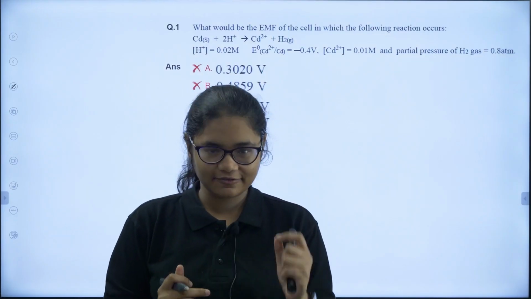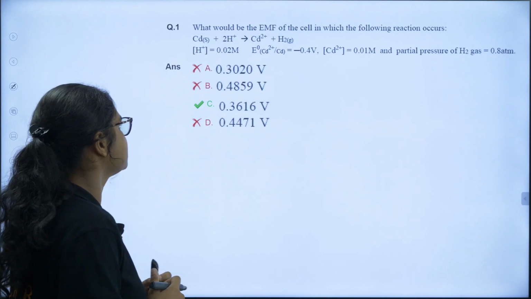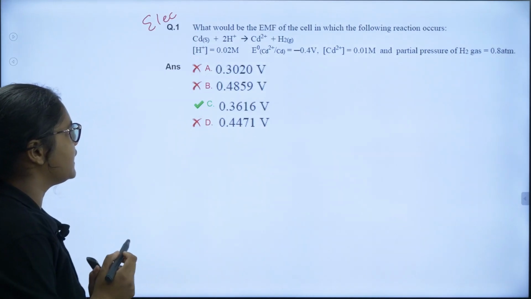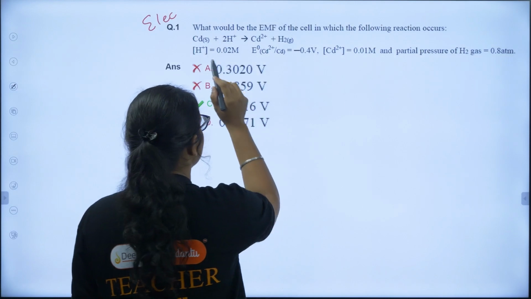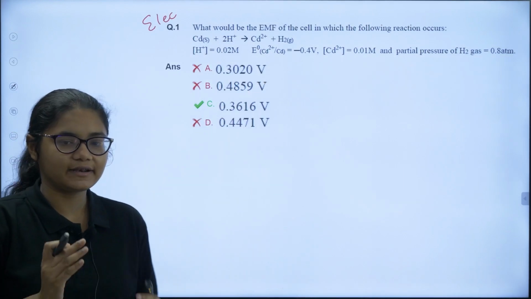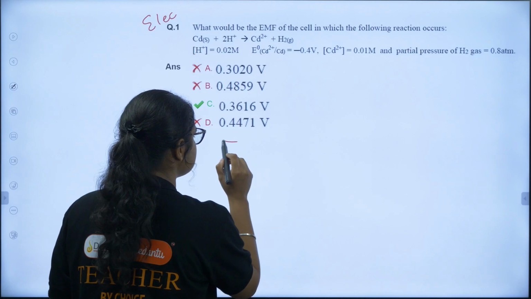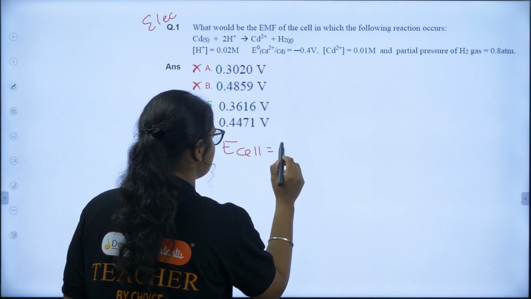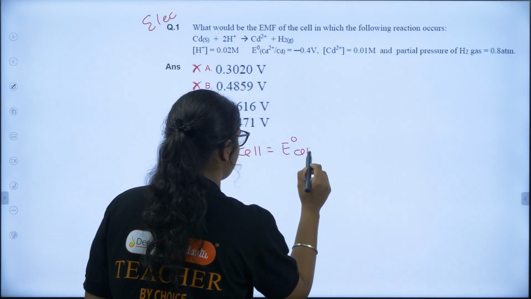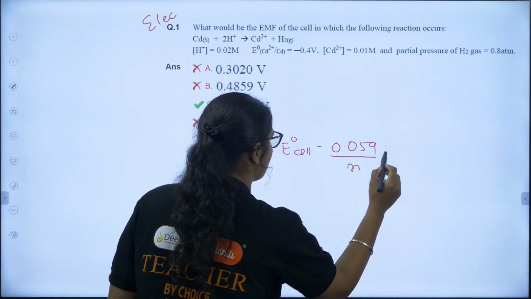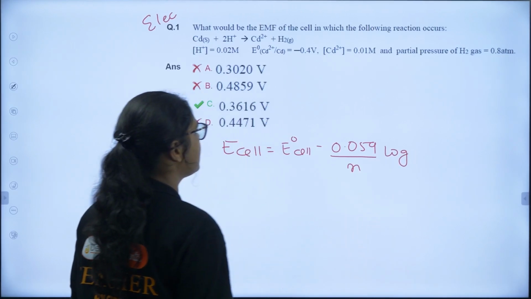So let us start with the first question. Let us see the first question here. The first question was from your electrochemistry chapter. What would be the EMF of the cell in which the following reaction occurs? This is a direct question from your Nernst equation. You know the formula for the Nernst equation is E of the cell is equal to E naught of the cell minus 0.059 by n log of product concentration by reactant concentration.